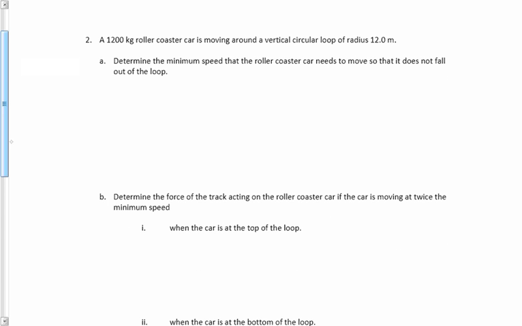Number 2. A 1,200 kilogram roller coaster is moving around a vertical loop of radius 12.0 meters. Determine the minimum speed that it needs to move so that it does not fall out of the loop. So here's the vertical loop. Here's the roller coaster at the top of the loop. Although, we don't even need to draw in the roller coaster. It's a guy standing upside down, it's a set of keys on a string going upside down. It doesn't matter what it is. In the end, there's two forces acting on that roller coaster car or those keys or whatever it is.